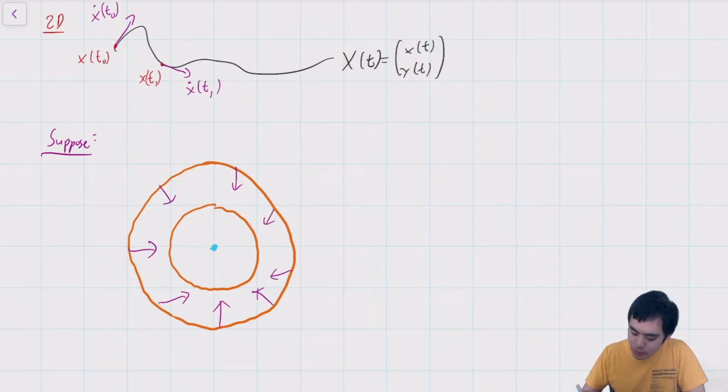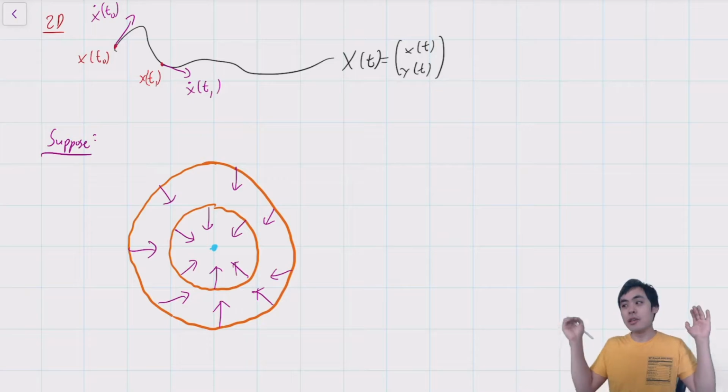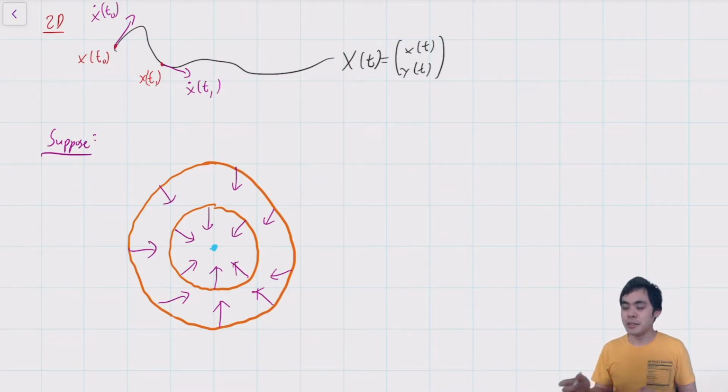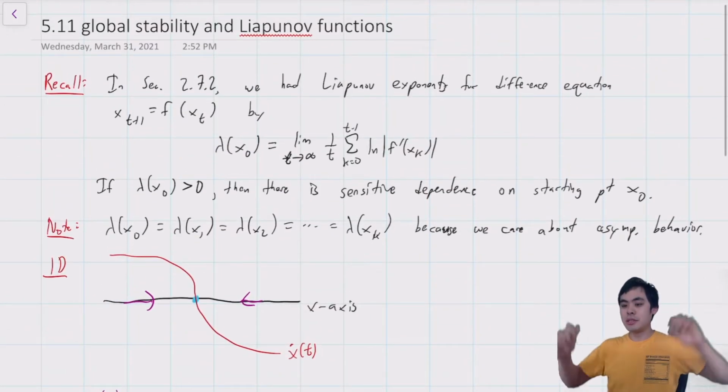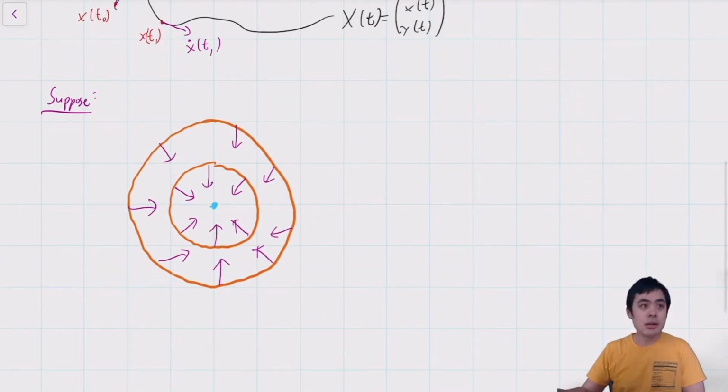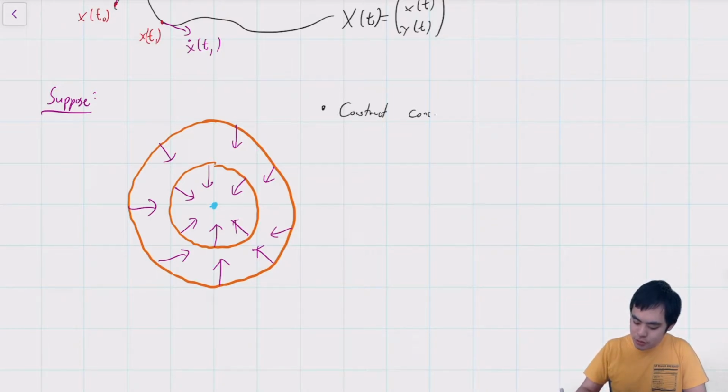Well, if things always point inward, then you know that if you are ever in one circle, then you're trapped within that circle. And if you get into the next circle, then you're also trapped in that circle. And so if you have some continuous family of circles and everything always points inward, well, then you can say something about global stability for everything in any one of these bigger circles. So the idea here is construct concentric circles around an equilibrium.